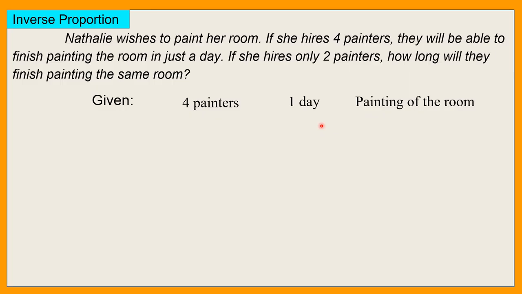Pipinturahan yung kwarto niya. And then, kung 2 painters lang, n, hindi natin alam yan, di ba? Kaya lang, the same painting of the room ang gagawin nila. So, yung hindi nagbabago dito is the painting of the room or the job. Okay? So, since this is an inverse proportion, multiply na natin to, di ba? Multiply na rin to. So, equate natin. Okay? So, again, bababa ito. Ito dapat ay tataas yung number of days. Okay? So, we have the solution.